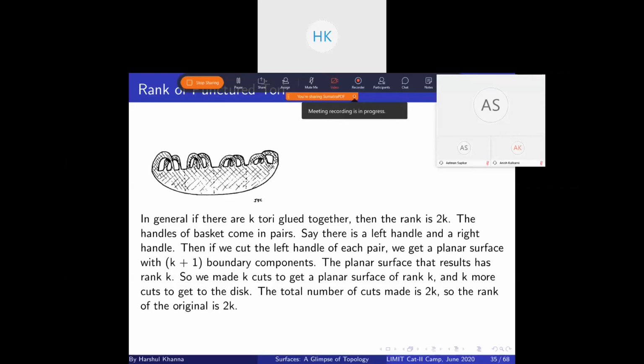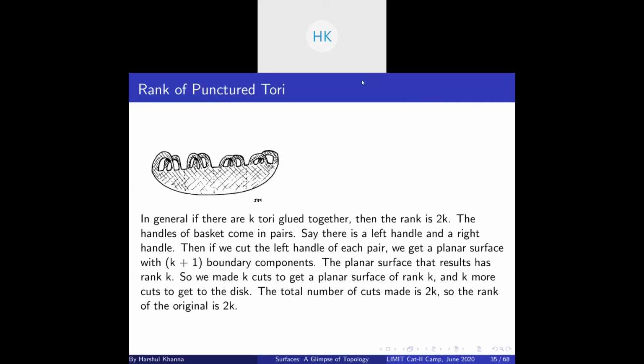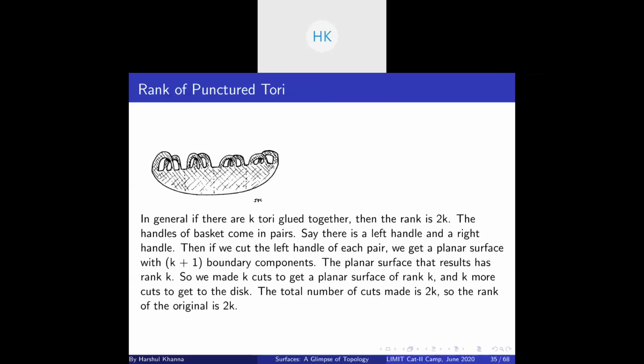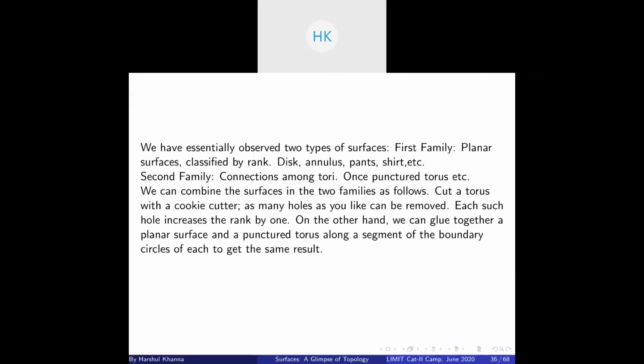Yeah, I'll share the content back again. Okay, so we see that the rank is 2k, right? So we have essentially observed two types of surfaces, two families of surfaces. First are the planar surfaces, which are classified by the rank, and second are these punctured toruses, which we will classify later on. We can combine the surfaces in two families as follows.